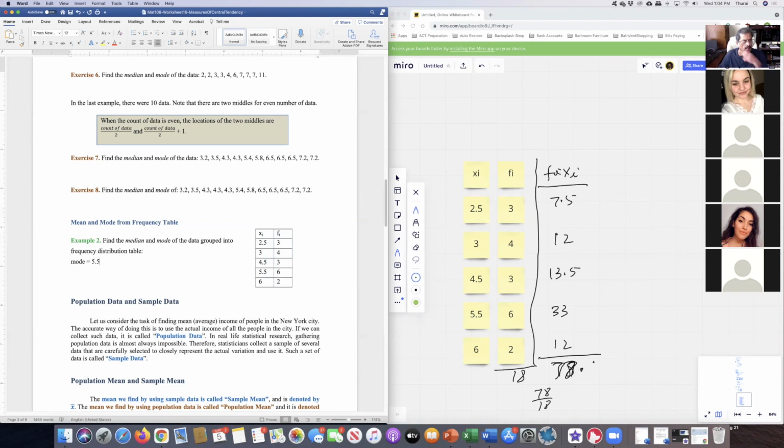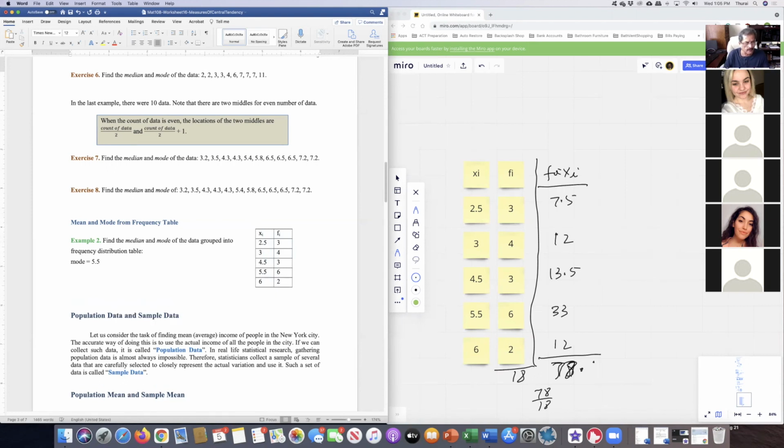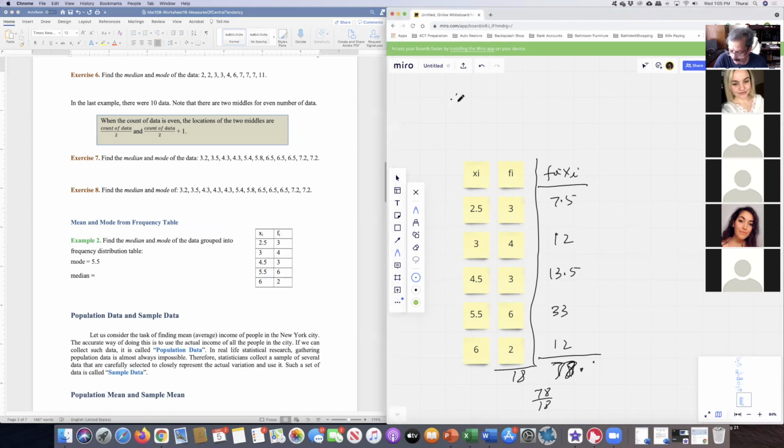Okay, now we need to find the median. Median is the middle number, right? After you put them in order. Now these numbers are already in order. The only thing is the frequencies are there. So if you really want to write them, then write them in order. I'm writing on the board, 2.5, comma 2.5, comma 2.5, because there are 3 of them, right? And after that, it's 3, comma 3, comma 3, comma 3, and the list goes on.